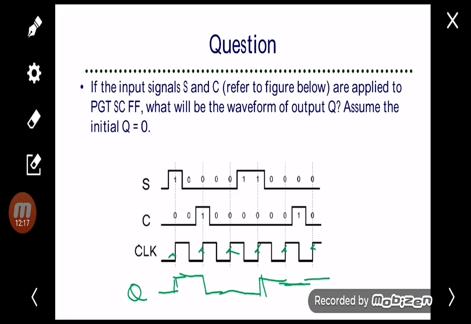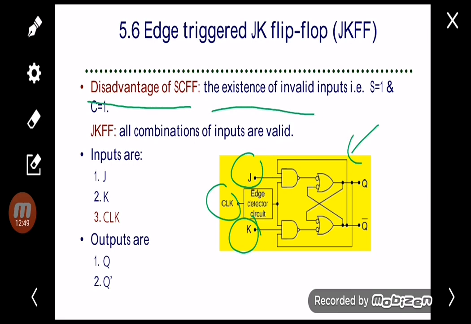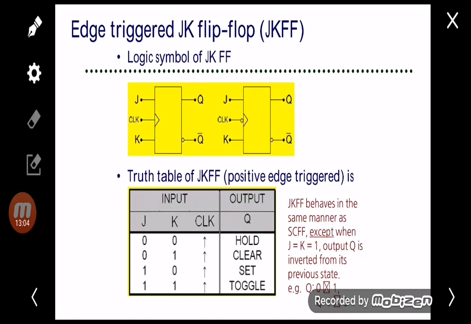So the next flip-flop is the JK flip-flop. The difference between the JK flip-flop and the SC flip-flop is that the inputs are J and K, and we also have the clock here. There's a different connection inside the JK logic circuit. Alright, so the disadvantage of the SC flip-flop in the previous slide is the existence of an invalid input when S equal to 1 and C equal to 1. We have invalid output. To avoid this, we use the JK flip-flop, because in the JK flip-flop, when the input is 1 1, the output will toggle. So what is toggle? If the previous output is 1, after toggle it will become 0. It will invert the previous state.